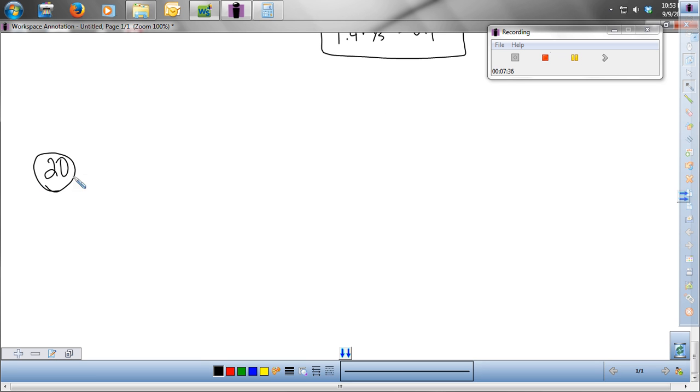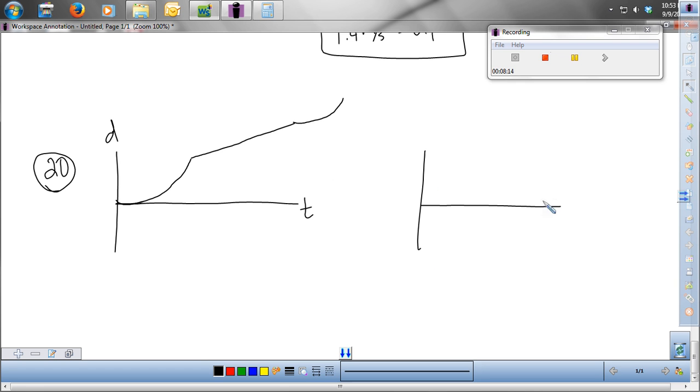So number 20 says, a go-kart moves according to the velocity time graph shown on the right. Make a position time graph and make an acceleration time graph. So my position time graph, distance versus time. So it accelerates from 0 to 20. So I'm going to need a bit of a curve to show it accelerating. Then it maintains a constant velocity. So its position increases at a pretty constant rate. And then it accelerates again. So there's my distance versus time. It's not very pretty, but you get the idea.